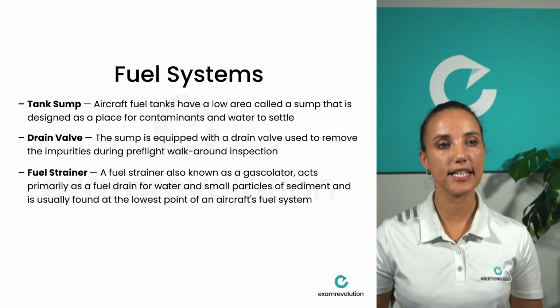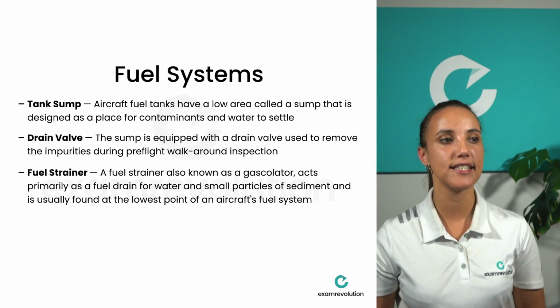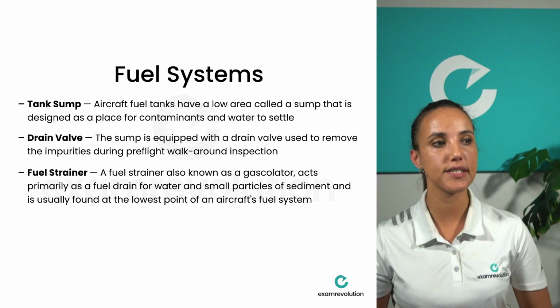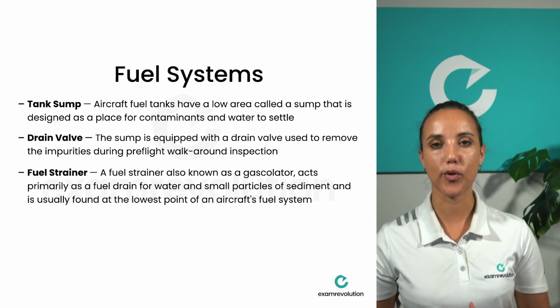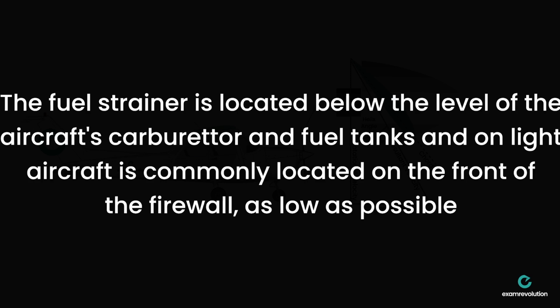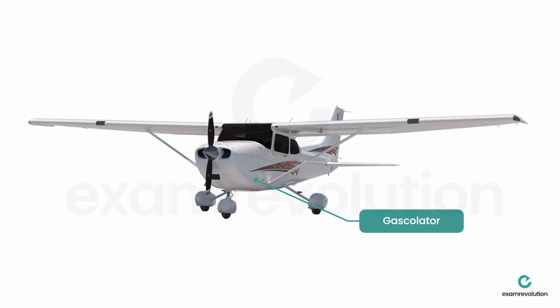Now a fuel strainer, also known as a gasculator, acts primarily as a fuel drain for water and small particles of sediment, and is usually found at the lowest point of the aircraft's fuel system. So the fuel strainer or gasculator is located below the level of the aircraft's carburetor and fuel tanks, and on light aircraft it is commonly located on the front of the firewall as low as possible.